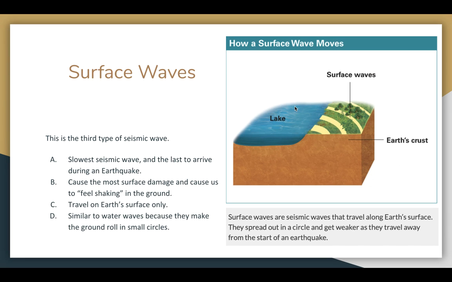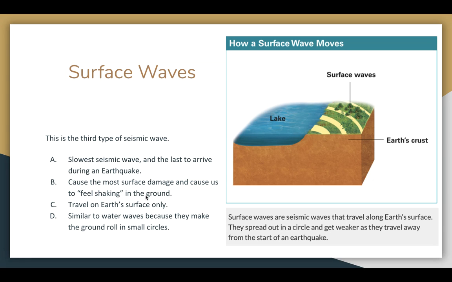All right, the third type is surface waves. Surface waves happen on the Earth's crust, so the surface. It's the slowest seismic wave. However, it's the last to arrive during an earthquake. And when we feel shaking during an earthquake, it's caused by these surface waves. So these surface waves can be pretty damaging. They can cause buildings to fall. They can cause cracks in roads. All of those things are due to surface waves.